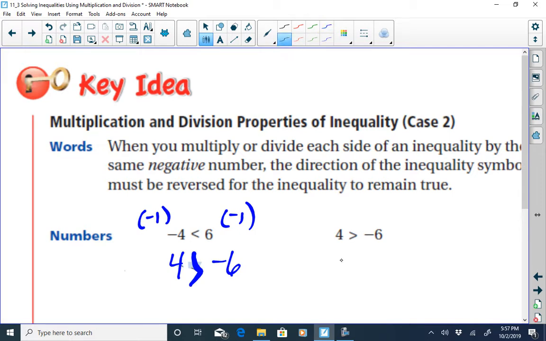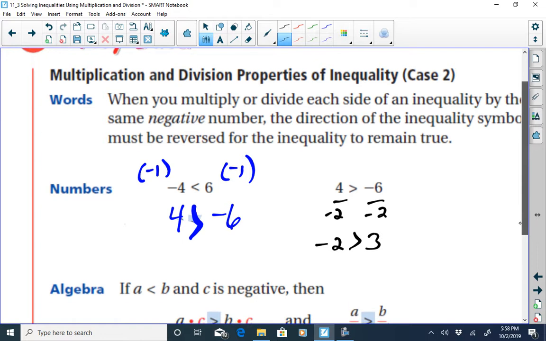Well, let's see if it's the same for division. So we have the inequality, 4 is greater than negative 6. Let's divide both sides by a negative number. Let's divide by negative 2. Let's see what happens. 4 divided by negative 2 is negative 2. Greater than, negative divided by negative is positive, and we get the following. Negative 2 is greater than 3. And we say, wait a second, that is not true. We'd have to reverse the inequality to make that true.